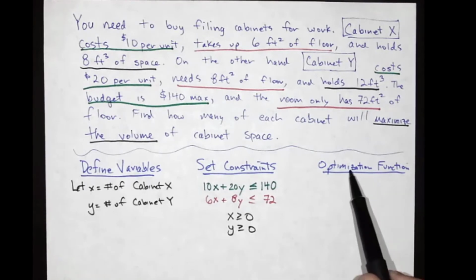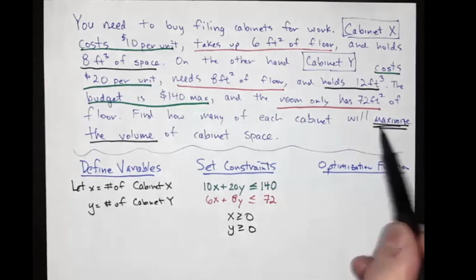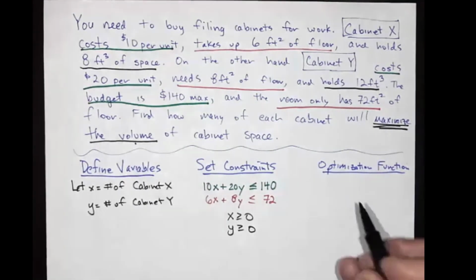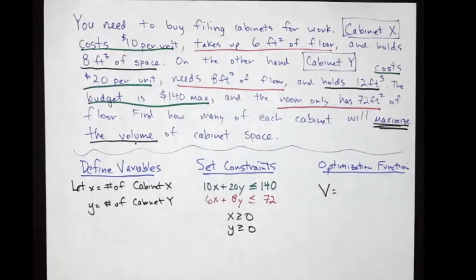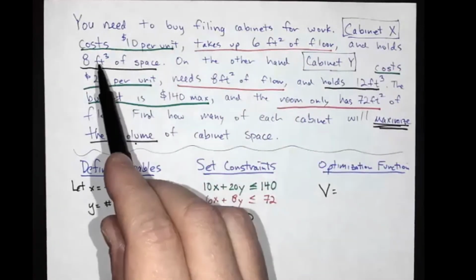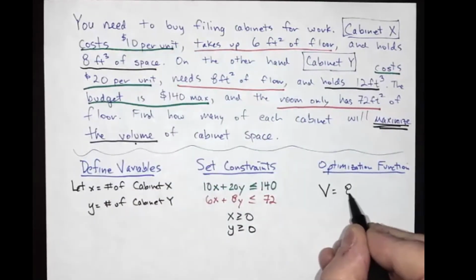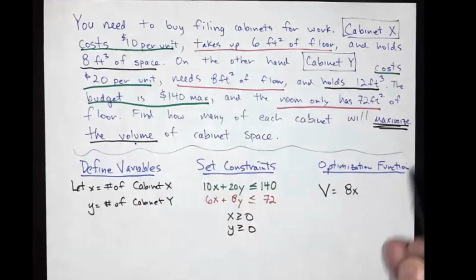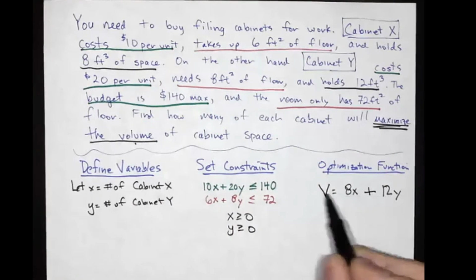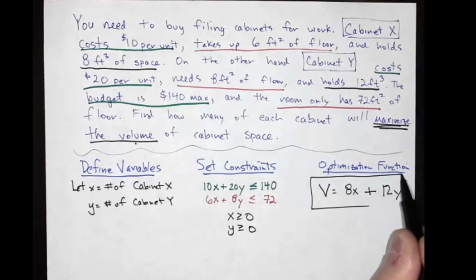Then what are we trying to optimize in this problem? We're trying to maximize volume. So I'm going to set up a volume function. I know that each cabinet X holds 8 cubic feet, and each cabinet Y holds 12 cubic feet. When I add those together, that's my optimization function because that's what I'm going to try to make as large as possible. I'm going to try to maximize my amount of volume.